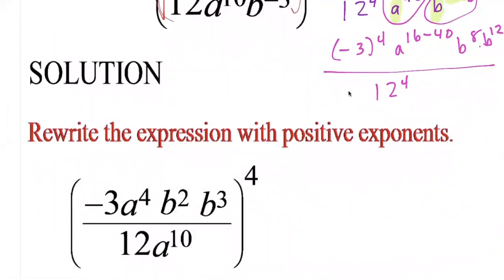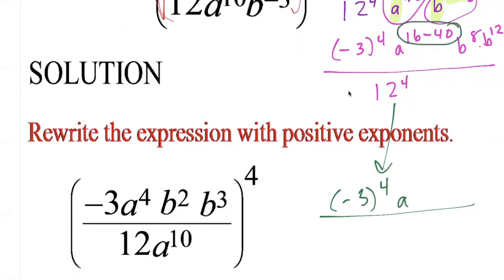And again, you can try it different ways. The example here listed does it a slightly different way. But I'm going to have -3 to the fourth. And then I'm going to have an a to the 16 minus 40. All right, 16 minus 40. All right, so again, you can just use your calculator on that one.